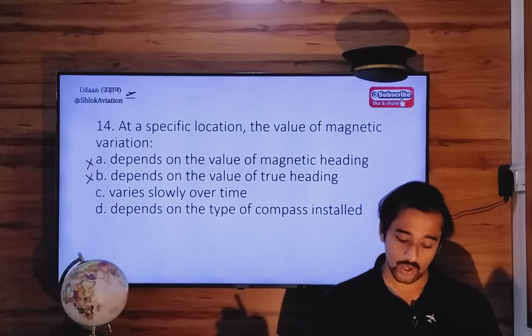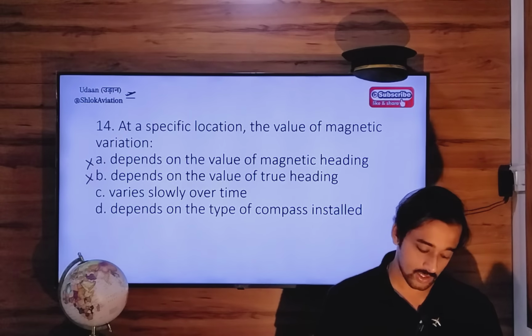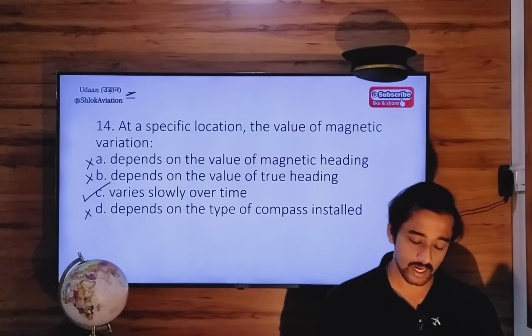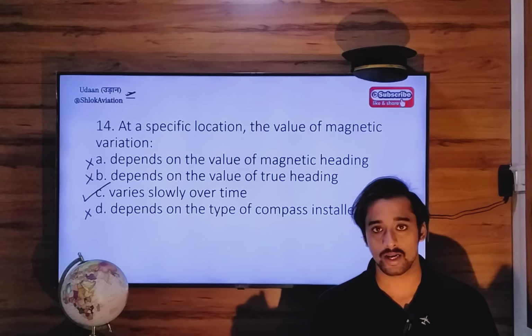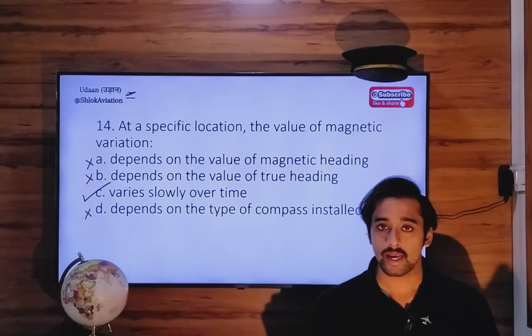Question 14. At a specific location, the value of magnetic variation is what? It depends on the value of magnetic heading. Wrong. It depends on the value of true heading. Wrong. Varies slowly over time. Depends on the type of compass installed. So that is also wrong. Option Charlie is the correct option. Actual question from chapter number 3, Earth magnetism. Magnetic variation at a particular location will keep on changing, but the change is very, very slow.